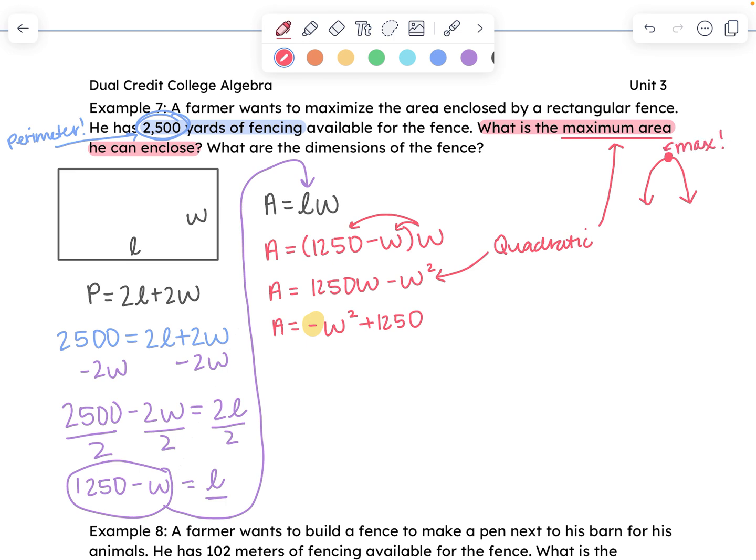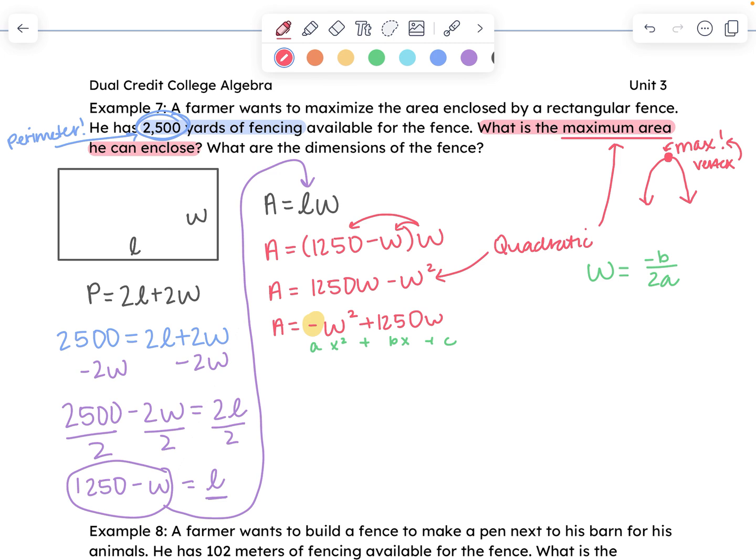So my vertex is my max. To figure out what the maximum area is, I just need to find my vertex. So W is going to be that negative B over 2A that we used in the last set of notes. Remember, we've got A x squared plus BX plus C, and it looks like my W got erased here. So W's are my X's in this case.